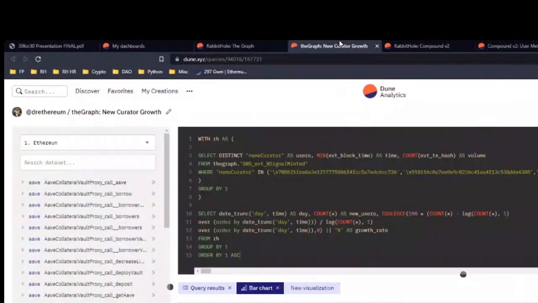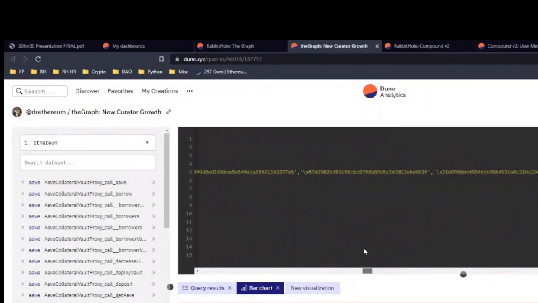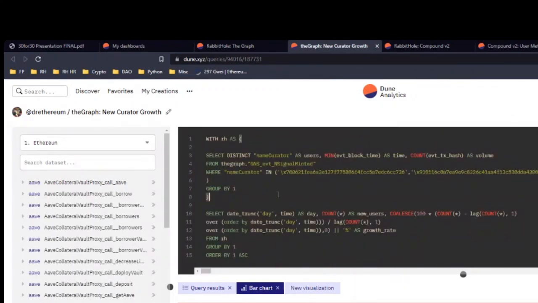So an example on breaking down how we actually query this data, I thought this one was a good place to start. You can see we use where name curator, who the users are in, and then this long list of users, which goes on for many miles. And so yeah, by doing that, we can see their initial block time that they came in on, as well as the number of transactions that they made.